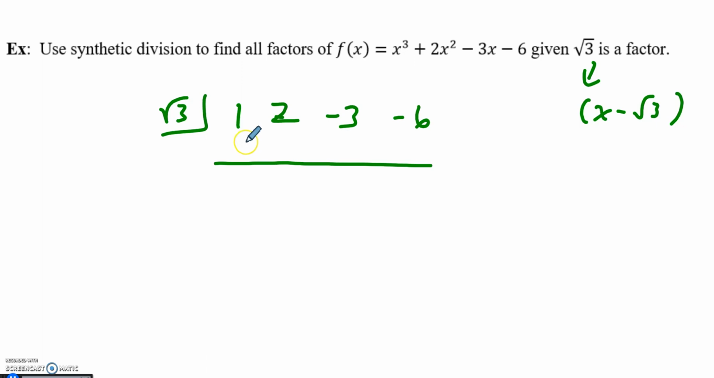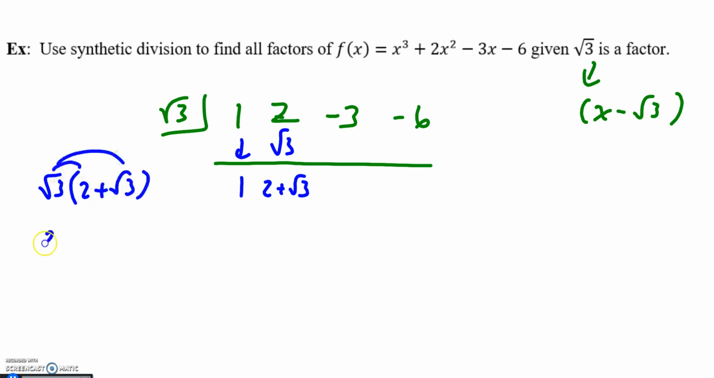And if I start my synthetic, I would bring down the 1, and then I would multiply root 3 times 1 to get root 3. Now here's where things get a little tricky. If I'm combining down, I cannot combine 2 and root 3, so I'm going to keep it as 2 plus root 3. Then if I multiply root 3 times 2 plus root 3 and distribute, that would get me 2 root 3 plus root 9, which is 2 root 3 plus 3. So I would put 2 root 3 plus 3 here, because that's what I got when I multiplied.